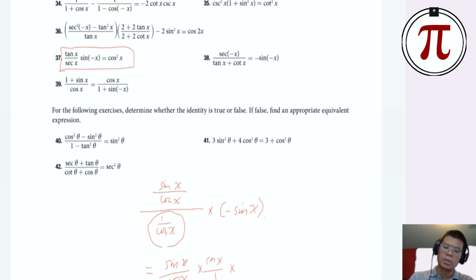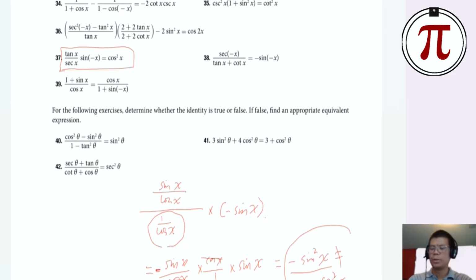So you can take the negative sine in the front, and here is the sine x. Now cosine and cosine cancel out. So it equals negative sine squared x. Of course, negative sine squared x does not equal cosine squared x, so let's disprove this one. Make sense?